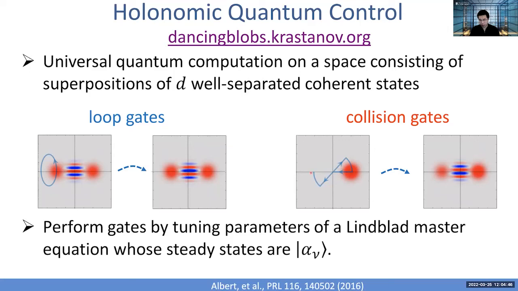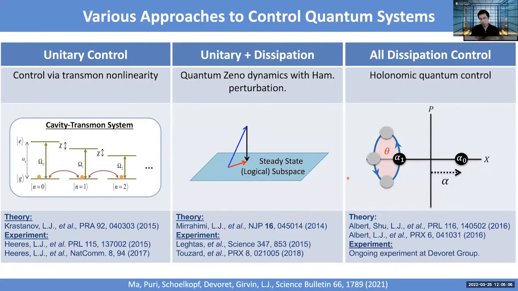Similarly, you can bring these two coherent states together and then separate them. You can also perform another logical operation, creating a superposition of coherent states. That turns out to give you universal control over the system, and you can even design coupling gates for it. As a take-home message for the control part: you can use unitary control, engineered dissipation, or combine the two. One can achieve all kinds of operations that you may want for quantum information processing.